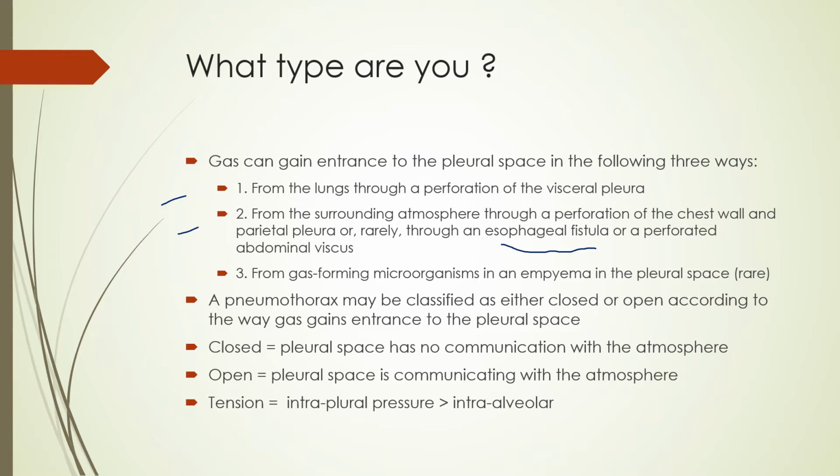You could also see it happen through the abdominal cavity as well, something that perforates the parietal pleura. So it's not always necessarily a trauma. Sometimes it is also through something like the abdomen or esophagus. So just keep that in the back of your mind. If they have a lot of esophageal fistulas, that could actually be a source of that as well.